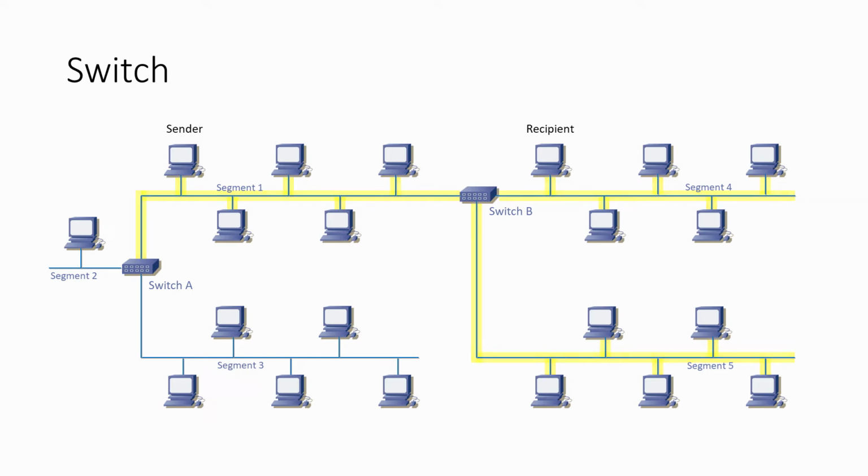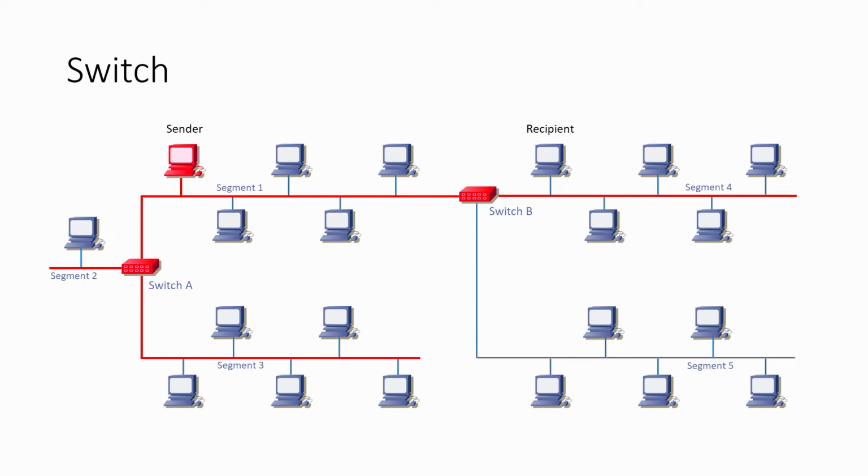When the sender broadcasts a packet, switch A rebroadcasts it onto segments 2 and 3 because it doesn't know anything about the recipient. Switch A is behaving like a repeater. Meanwhile, switch B knows the recipient's MAC address and it knows it's on segment 4. So switch B will only propagate the packet onto segment 4. You can see then that one of these switches has filtered the traffic.